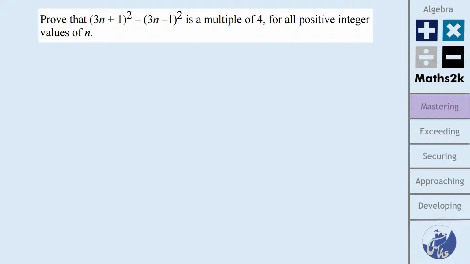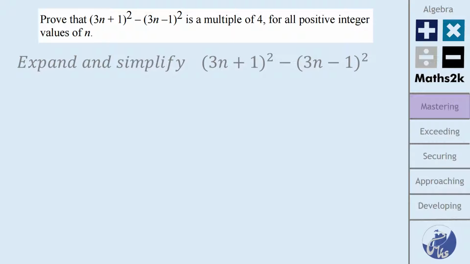So here we have a question where we're asked to prove that a certain algebraic expression is a multiple of 4 for all positive integer values of n. And so putting everything to one side for the moment, the only thing we can really do with this algebraic expression is to try and simplify it. And then at some point towards the end, try and show that what we have is a multiple of 4. So we're going to start off by expanding and simplifying these brackets.